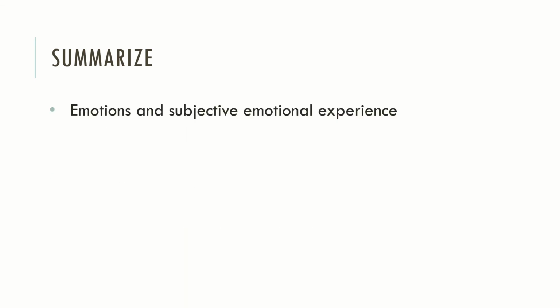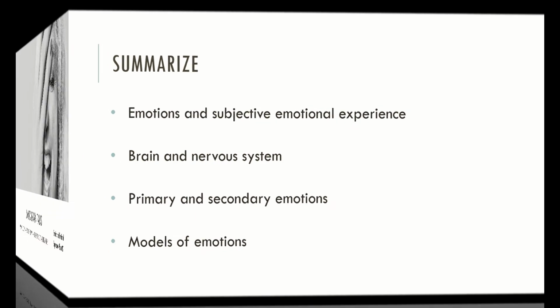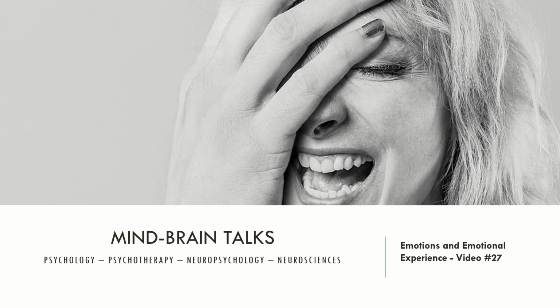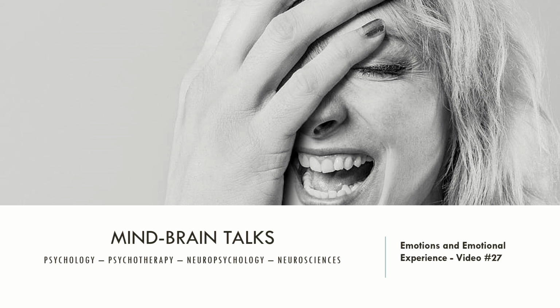So, now let's summarize the contents of today. Emotions and subjective experience are different phenomena, but they are linked together. This phenomenon results from the interaction between the brain, nervous system, and endocrine system. We can differentiate primary and secondary emotions by the level of arousal and the addition of a cognitive component. And we looked at different models of emotions. So, this is just an introductory video related to emotions. But in the future, I will produce different videos focused specifically on different aspects or different models of emotions, okay?